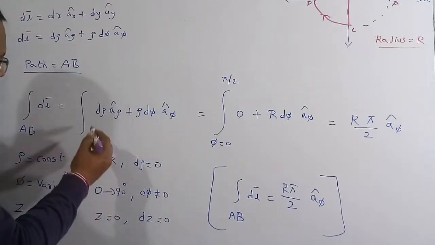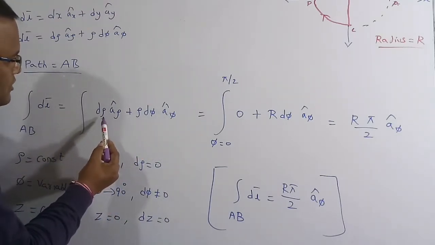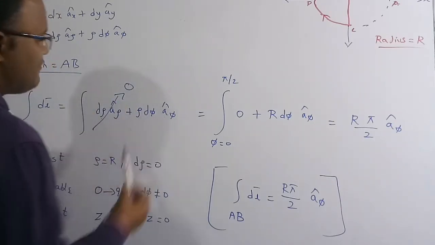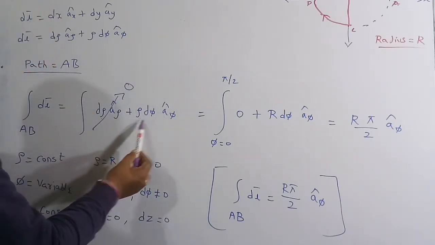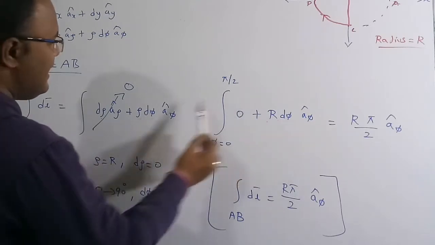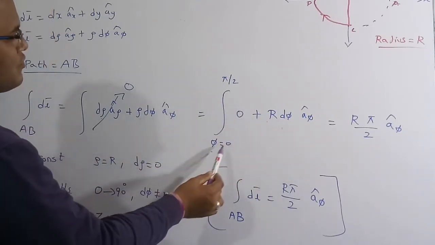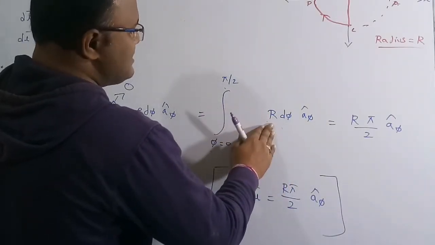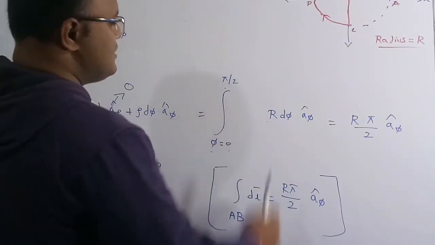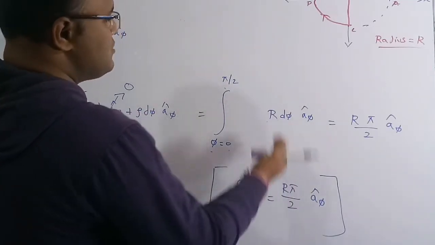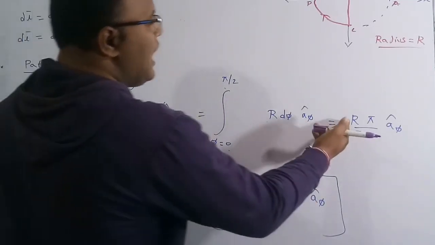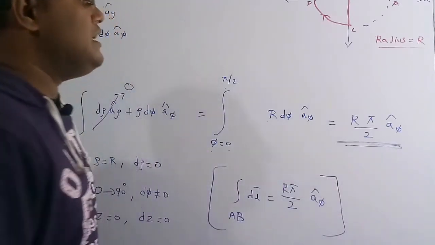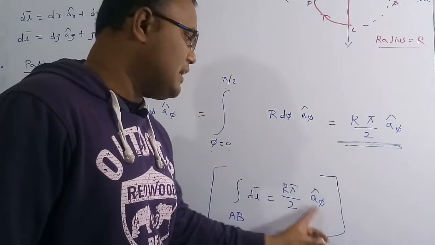If you see carefully, d rho is equal to 0 because rho is a constant, so this value will become 0. The only thing left is rho d phi a phi cap. Rho is a constant, its value is equal to r. This is d phi and a phi cap, with phi going from 0 degree to pi by 2. If you do this integration, r is a constant, so we can take it outside. The integration of d phi is phi, upper limit minus lower limit. Finally we get r pi by 2 a phi cap. So for the path AB, the value of the integral is r pi by 2 a phi cap.